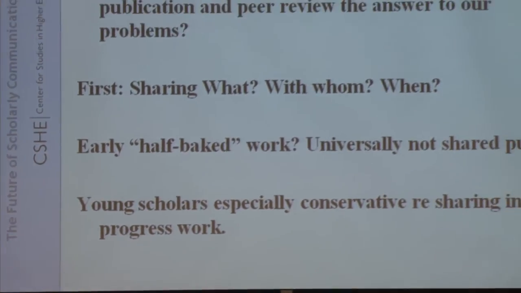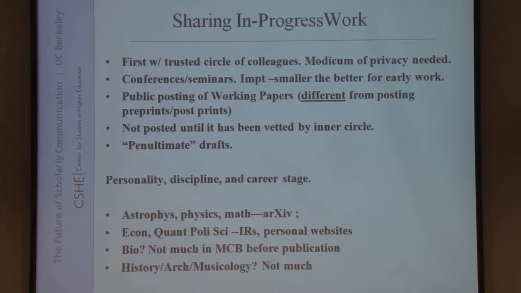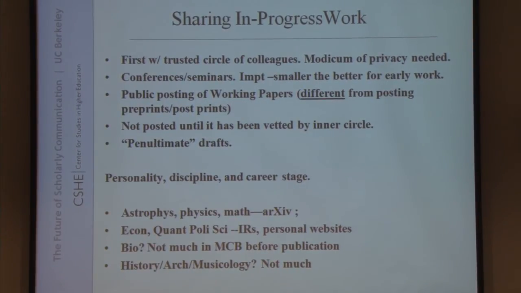I think I can get through this. I want to talk a little bit about publish and filter and discuss sharing what with whom and when. What we found is early half-baked work is universally not shared. The young scholars are particularly cautious about sharing in-progress work. What we found is a pattern of first a trusted circle of colleagues, where a modicum of privacy is needed. Conferences and seminars are very important, and the public posting of working papers, which is different from posting preprints or postprints, is the next step.